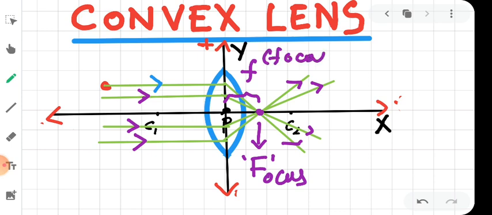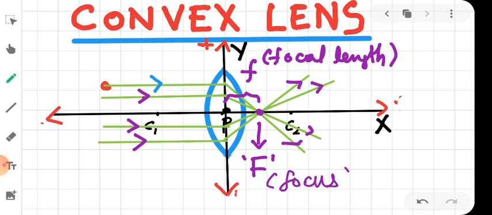This is the focal length. The distance from pole to the focus. Focus is represented by f. So let me just write it here. You have this focus. So what is focus? Focus is the point through which all the light rays moving parallel to the principal axis, or at least moving parallel to each other, will on the other side meet at a common point known as focus.